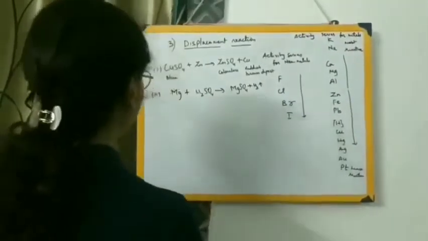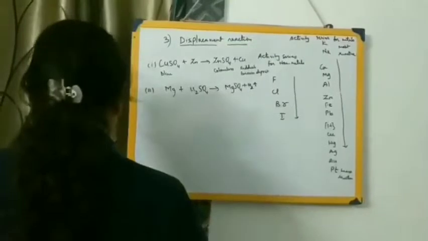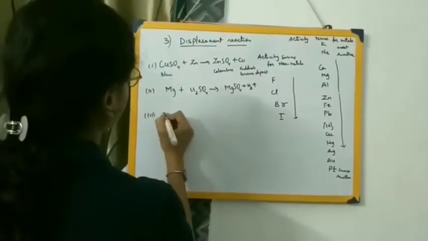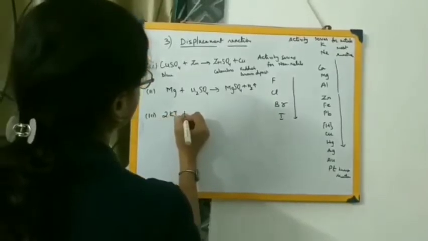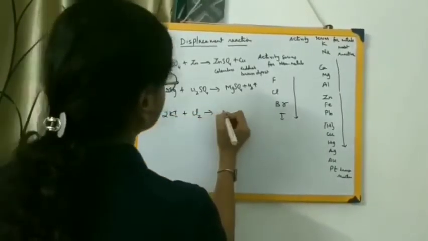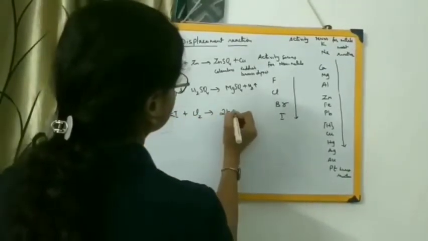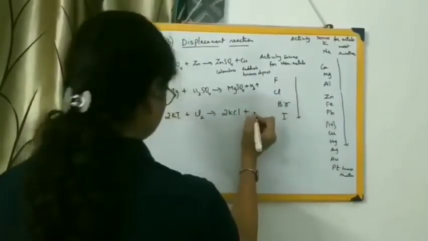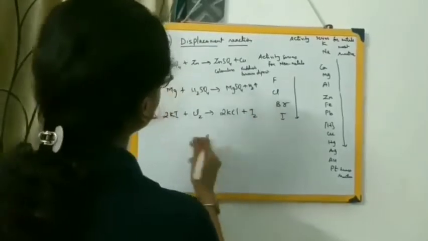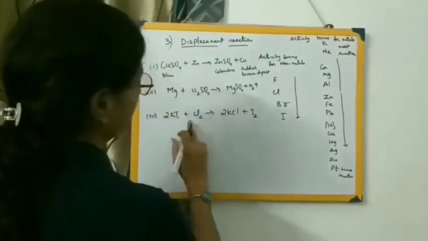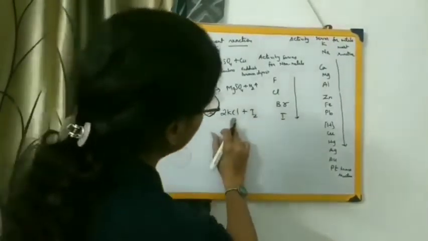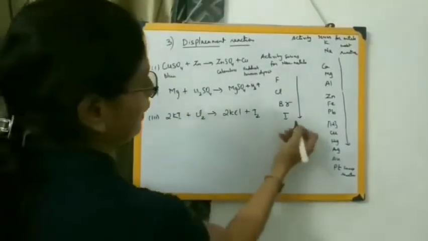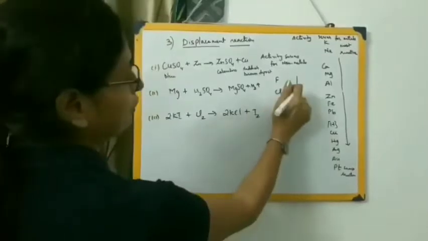Let's have a few more examples from the non-metals. Potassium iodide plus chlorine is leading to the formation of potassium chloride and iodine. So where is I over here? I is over here. Where is chlorine? Chlorine is at the top.